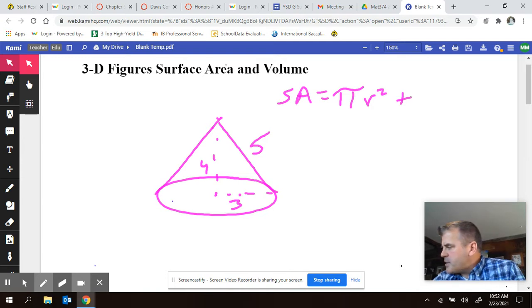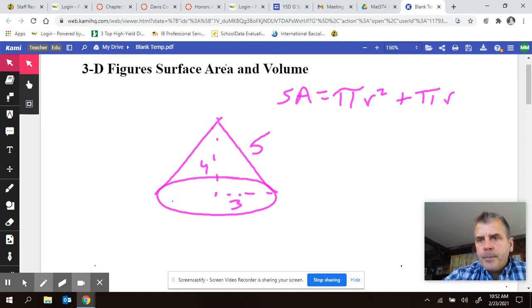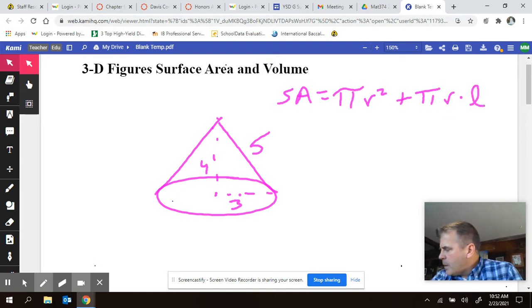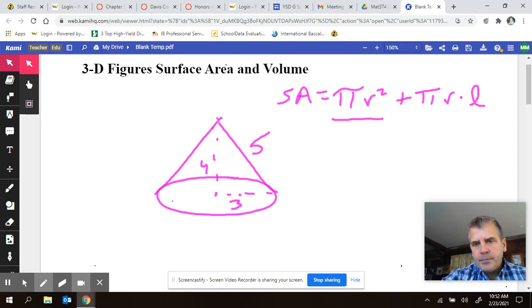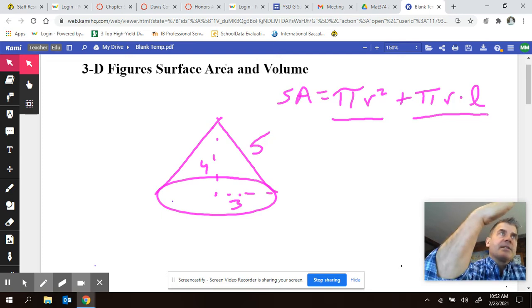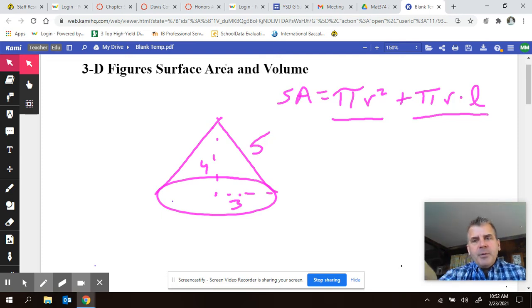Okay, so understand what this formula is actually doing right here. This is pretty cool. This is telling you that you're actually adding the area of the base to the area of what would make up the outside surface of that cone. So pi r times L, and that's where knowing that slant height allows you to be able to find that area. So really we have two pieces here.